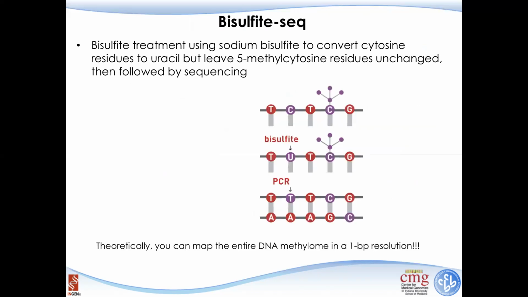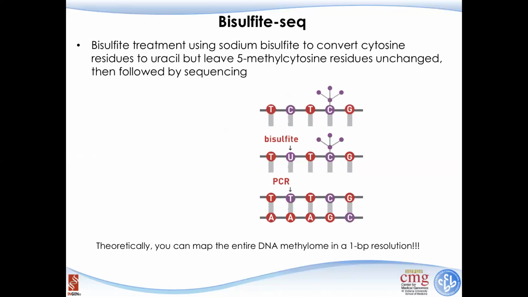Right now, the most popular technology is bisulfite sequencing. We use sodium bisulfite treatment to convert cytosine residues from C to T, but leave the methylated ones as C. You can see here an unmethylated C; by bisulfite, it converts to U, but after PCR, it becomes T. And the corresponding anti-strand sequence also changes from G to A.